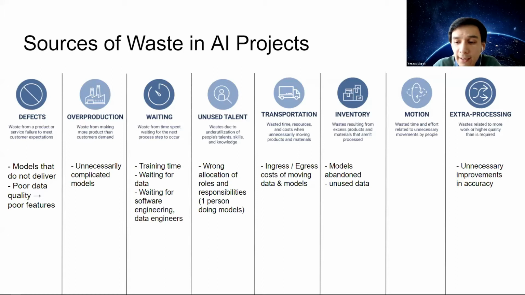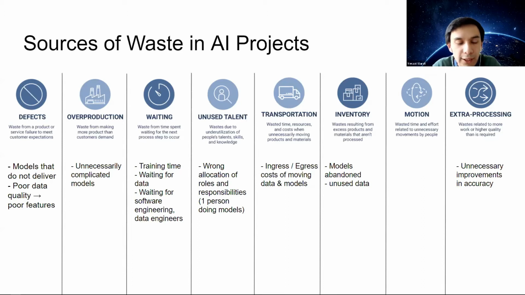From my example there, the team spent maybe 2 to 3 months working on a very complicated deep learning model that at the end of the day didn't do so well, and it was very hard to debug later. So you want to put in the checkpoints and avoid defects, and poor data quality is a defect, which leads to poor features. Overproduction, unnecessarily complicated models, is definitely an overproduction problem. Waiting, right? So you have big data sets and training time, and waiting for data, waiting for these handoffs between software engineers or data engineers. You want to minimize the handoffs and waiting time between different actors in the process.